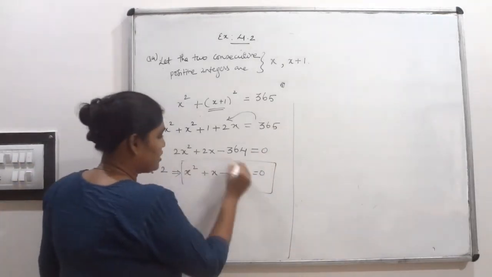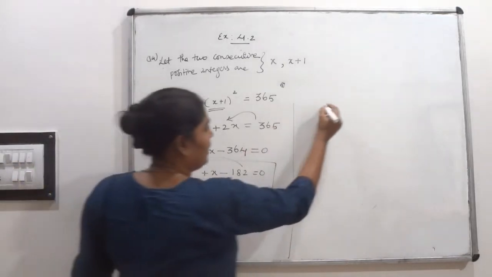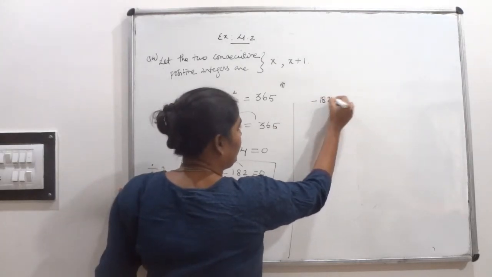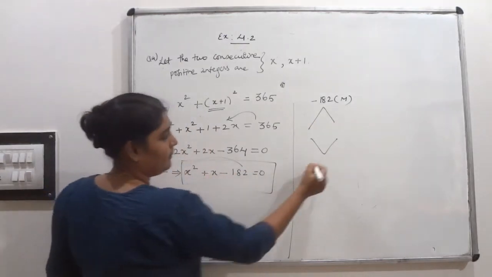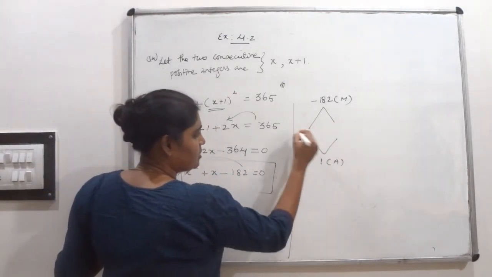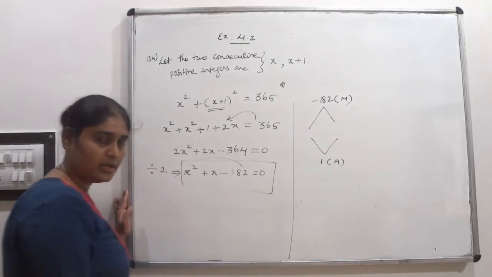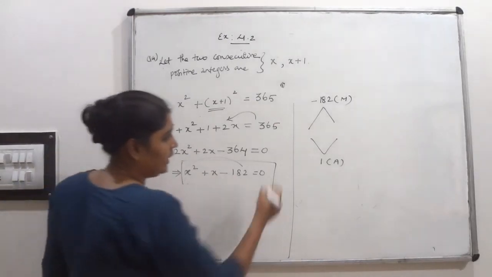So in multiplication what do you need? Minus 182. In addition what do you need? That is plus 1, the middle term, in addition. So such kind of numbers I am going to write here.